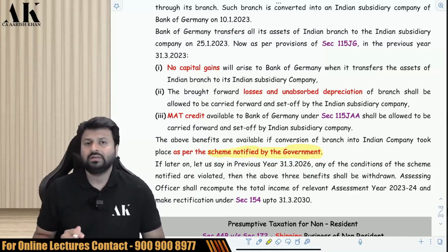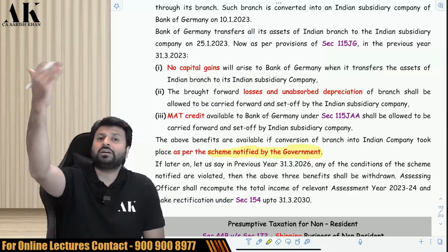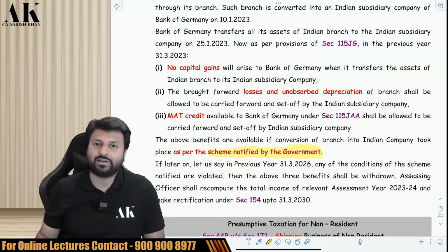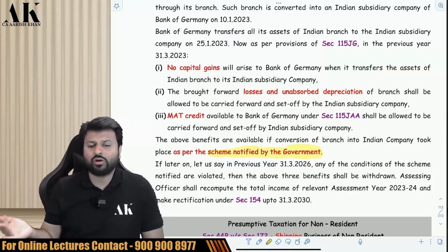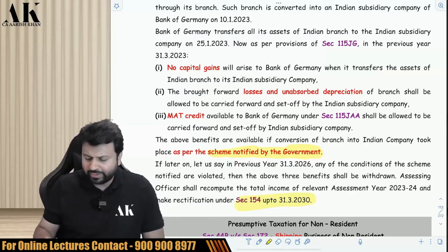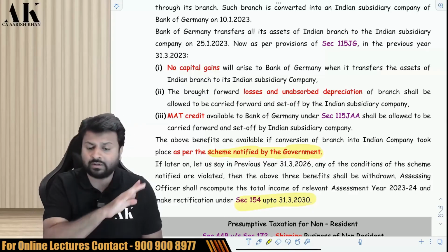Now, later on, if you violate certain conditions which are mentioned in the scheme notified by the central government, then the government will withdraw your exemption, will recompute your income, and the assessing officer will get 4 extra years to recompute your total income.